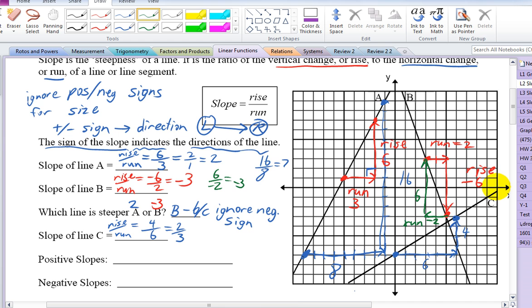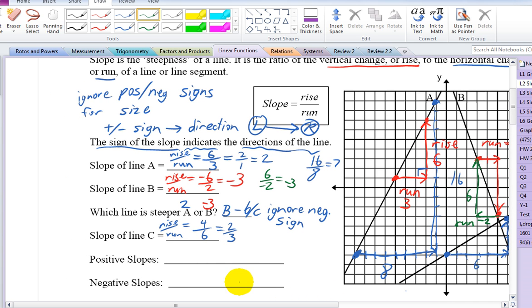What you've got to keep in mind is this. If this is your point, if you count up, what kind of number is it? If you count down, what kind of number is it? If you count right, what kind of number is it? Just like your grid, if you count left, what kind of number is it? Negative. And that's what you've got to keep in mind. It's just like your grid when you're counting.